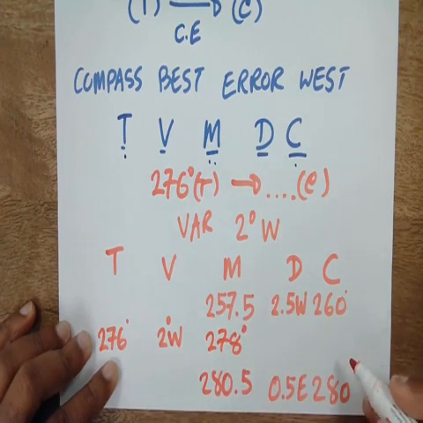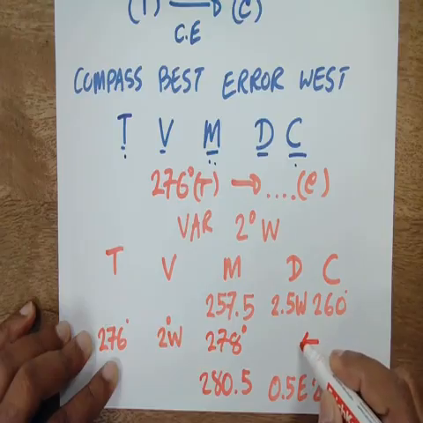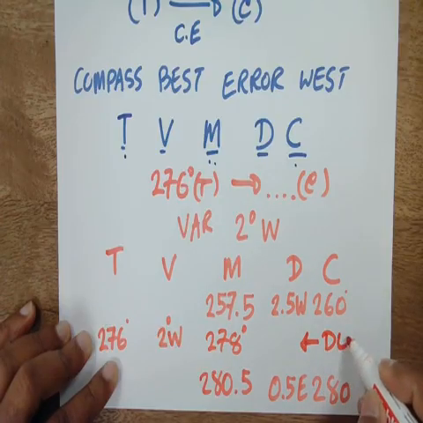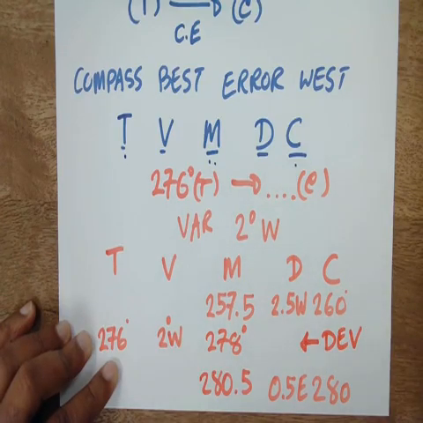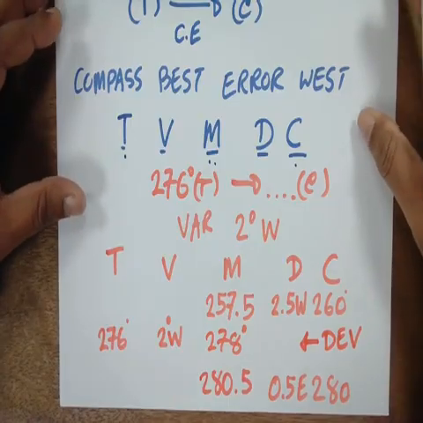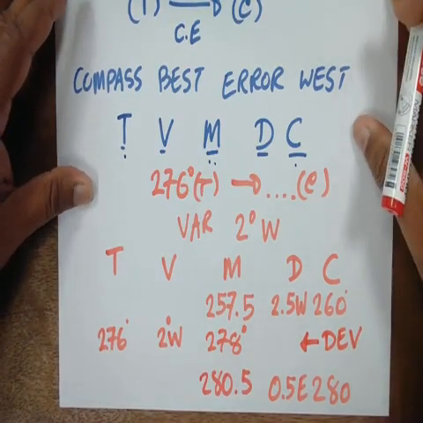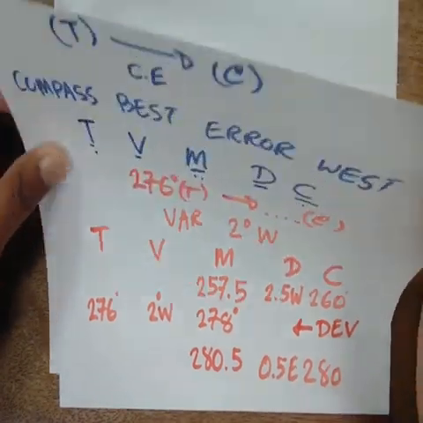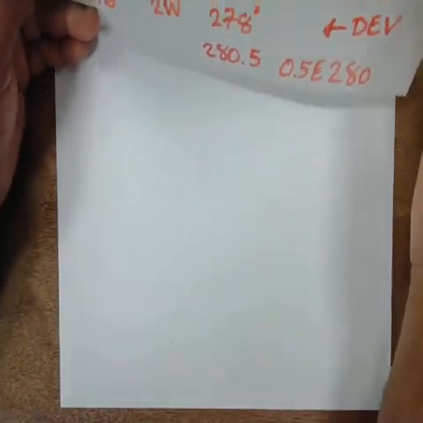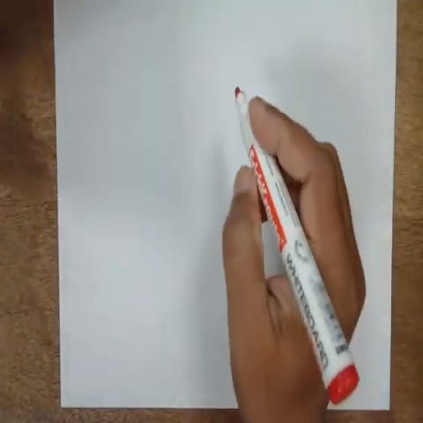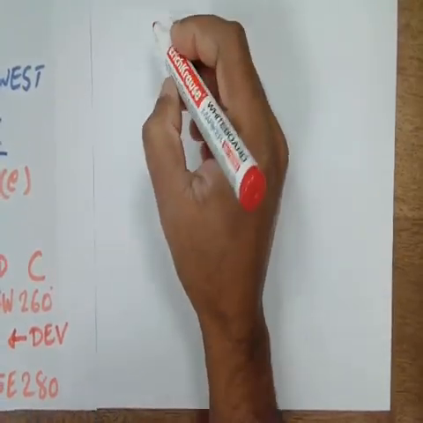So now we have to find out what is the corresponding deviation for this 278 degrees magnetic. So in order to find the deviation, we need to do interpolation. So let's do the interpolation between these two figures. I will write down this one again here.